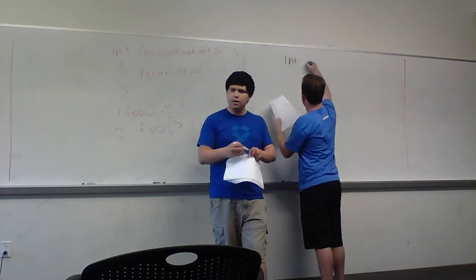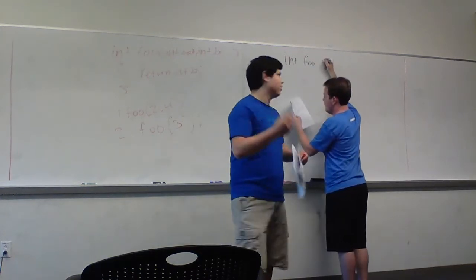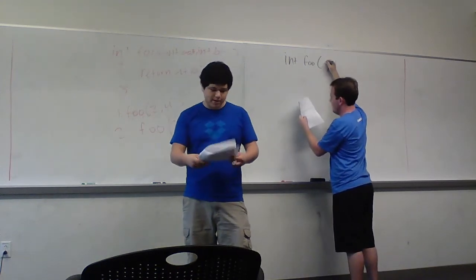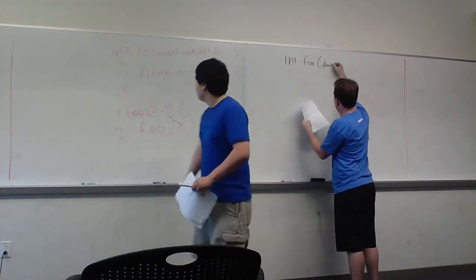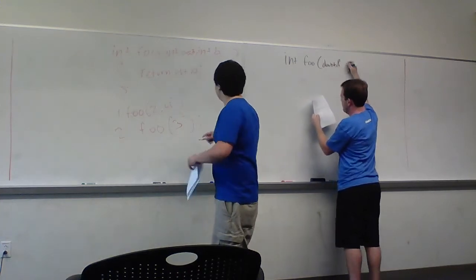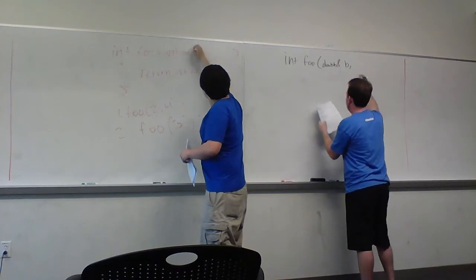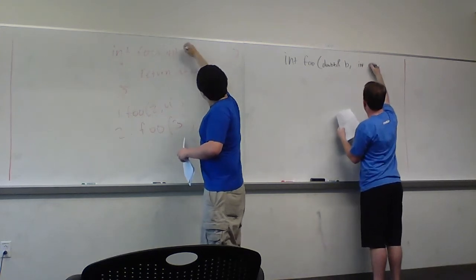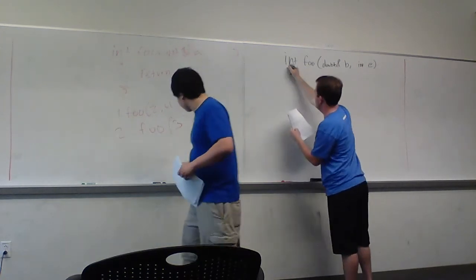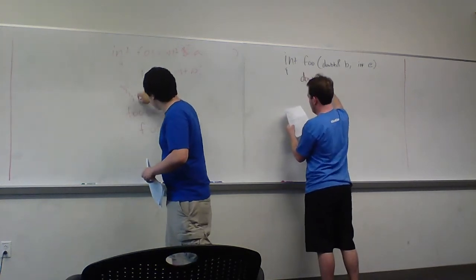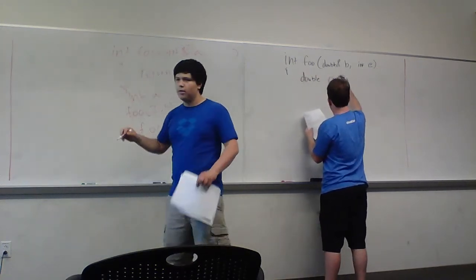So I guess I'll come up with something real quick. So, reference parameters. Let's say that I have some integer a in my main, and it's set to 3.